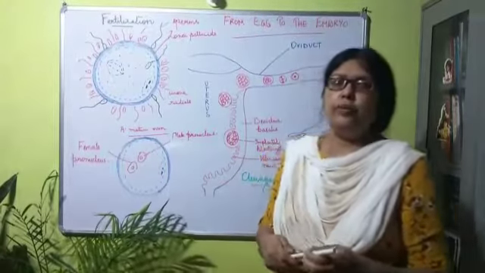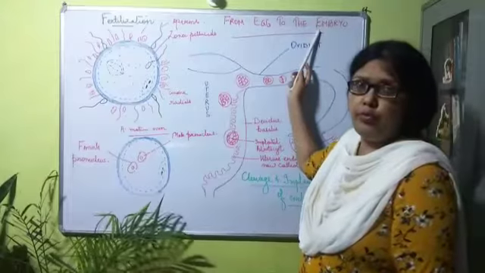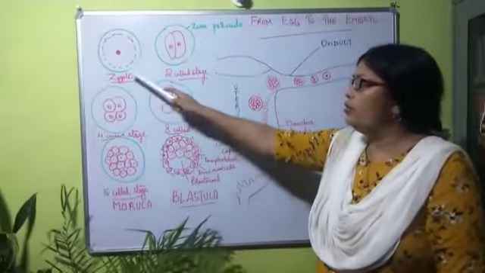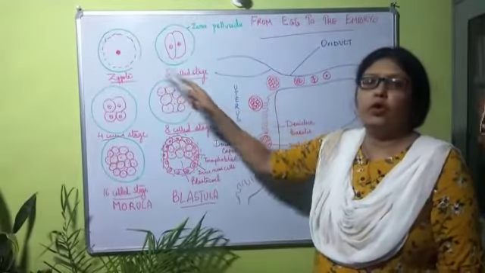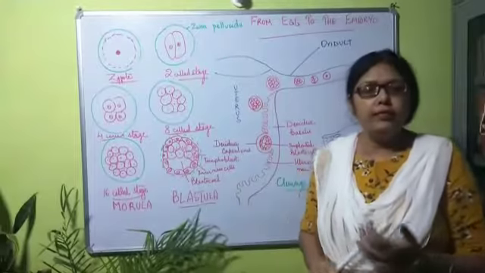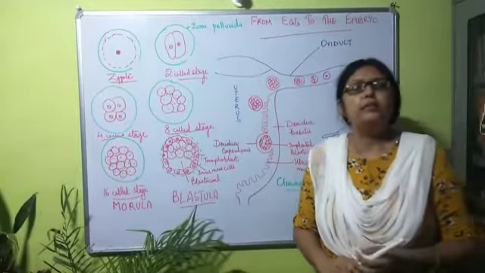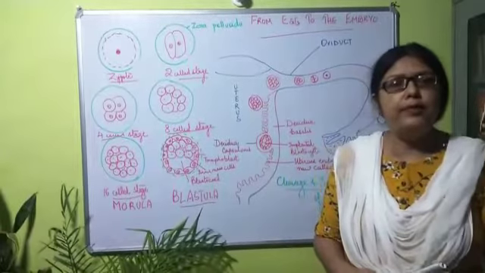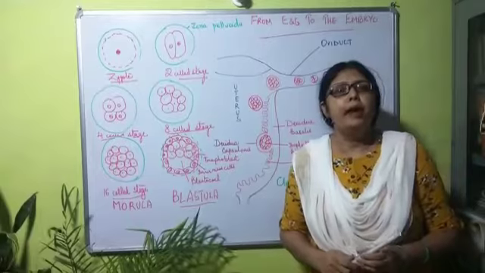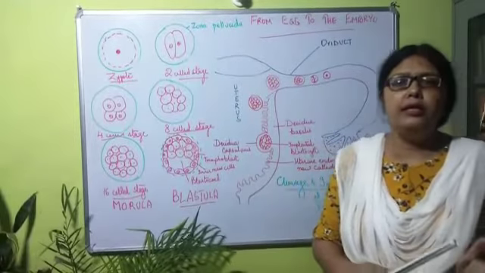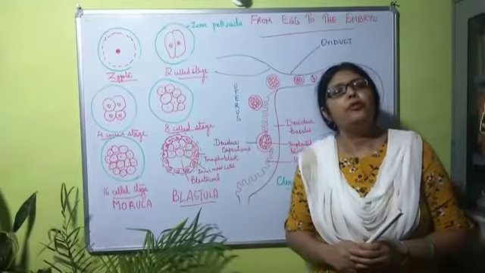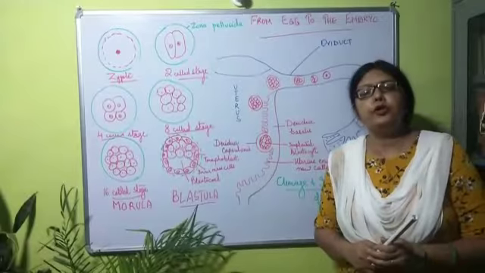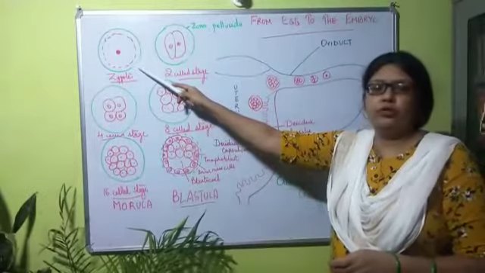So we come to the next topic, from egg to the embryo. Now the first process that starts in the zygote after fertilization is called cleavage. So you can define cleavage as the process of successive or progressive subdivision of the zygote by mitotic cell division into an increasing number of cells of progressively decreasing size. So in cleavage, there is progressive subdivision of the zygote.